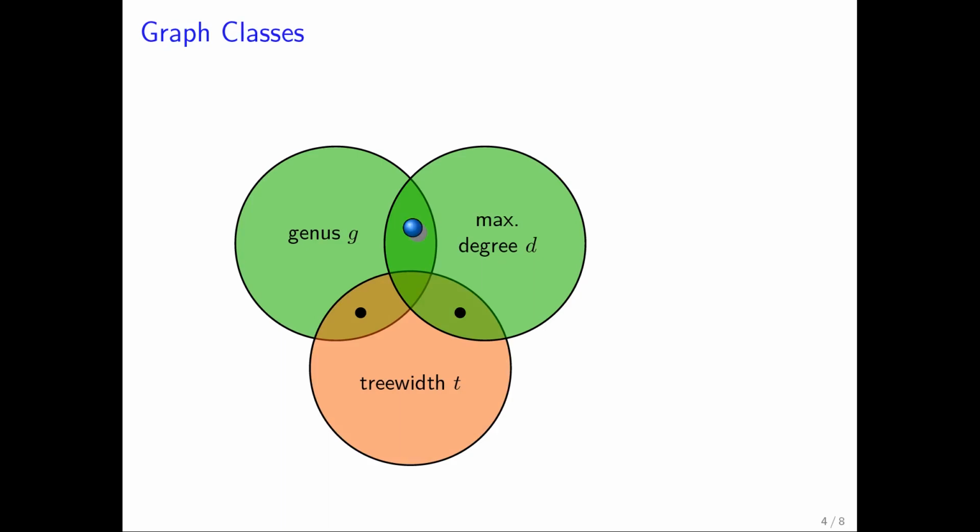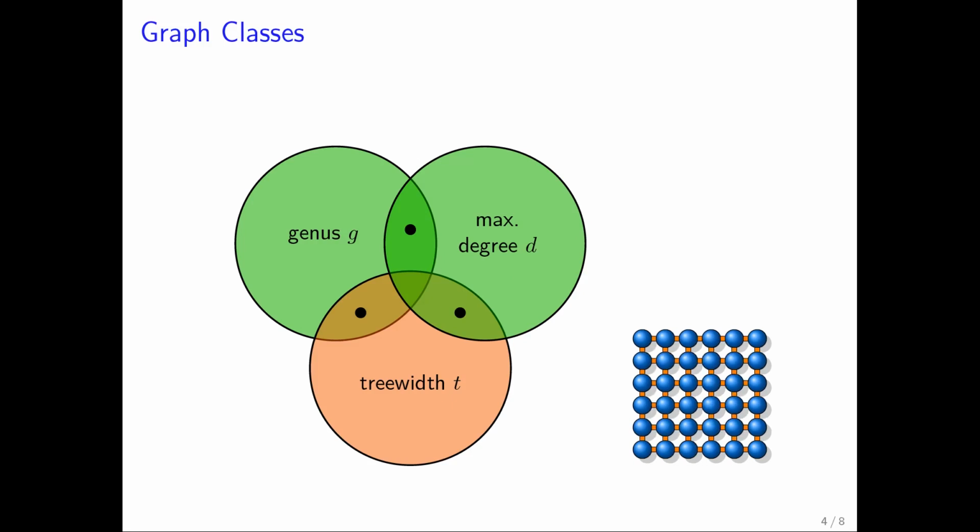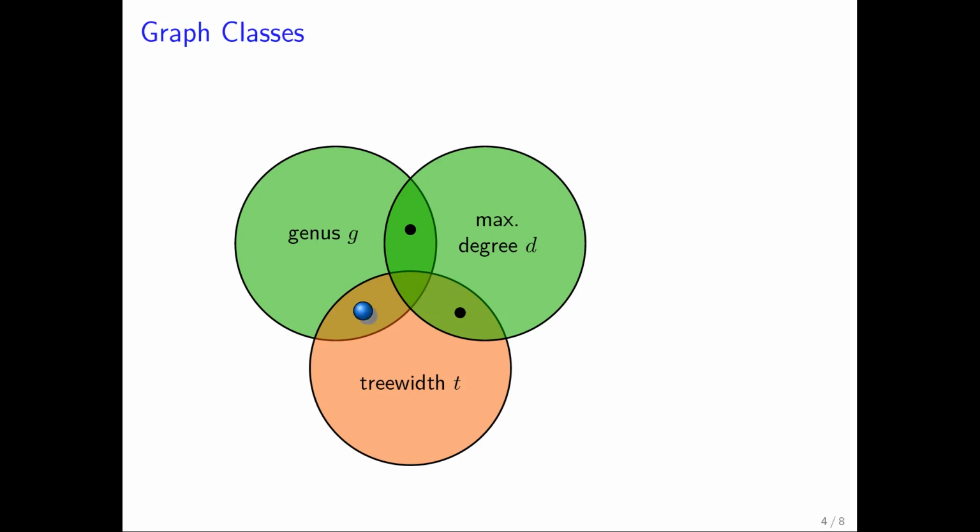For example, there are graphs of unbounded treewidth with bounded Euler genus and bounded maximum degree D. A classical example for this is a grid graph. This is a planar graph, so the Euler genus is 0, and the maximum degree of the grid is bounded by 4. However, if I make this grid larger and larger, it can be shown that the treewidth grows with the size of the grid. Actually, the treewidth of an n times n grid is something like n. However, it's still a planar graph, and the maximum degree of this graph does not grow when the grid gets larger and larger. Let's look at some other examples.